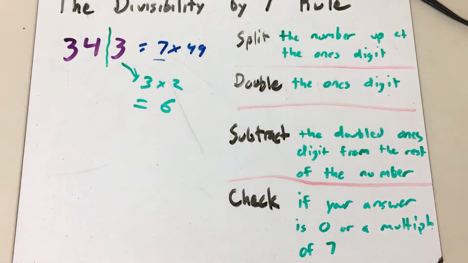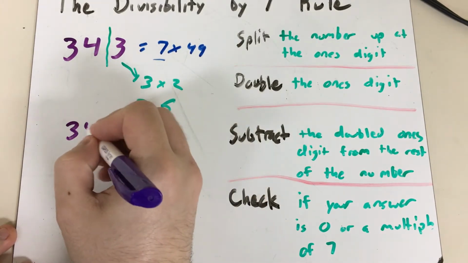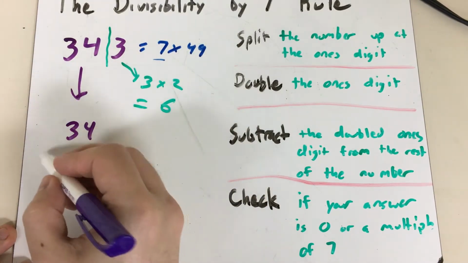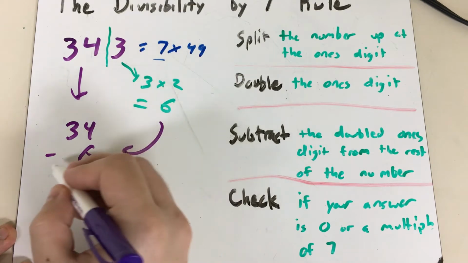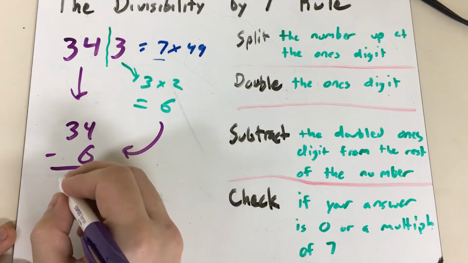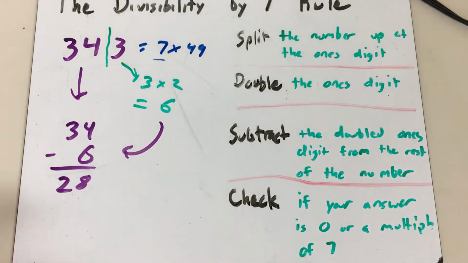Step 3, I need to take that doubled ones digit and put it under the rest of this number. In this case, the 34 tens, I need to put it under the rest of that number and do a quick subtraction problem. So this will end up becoming 34 minus 6. As I subtract 34 minus 6, I get 28.